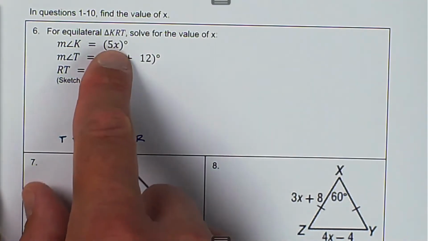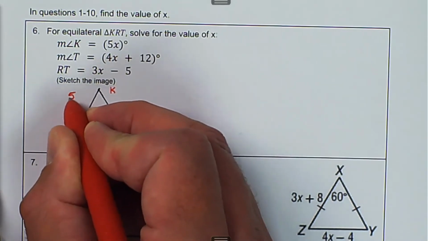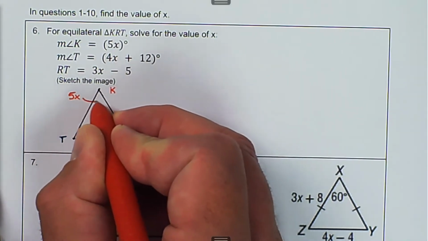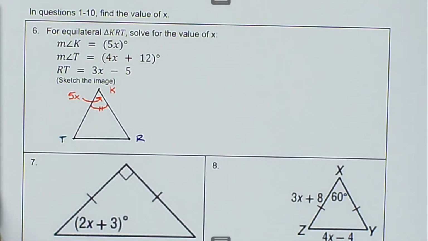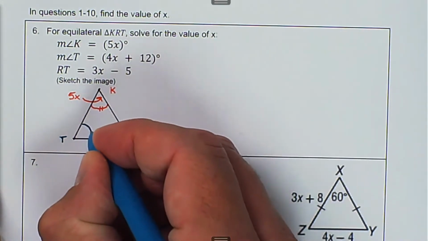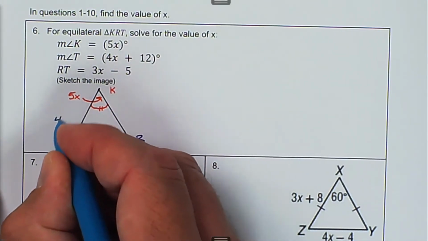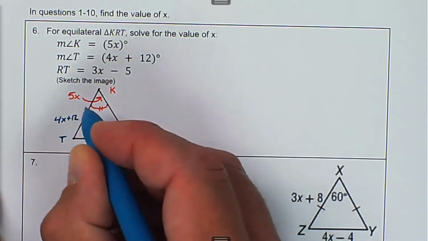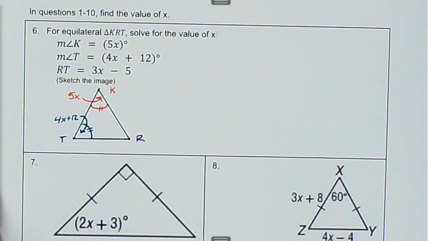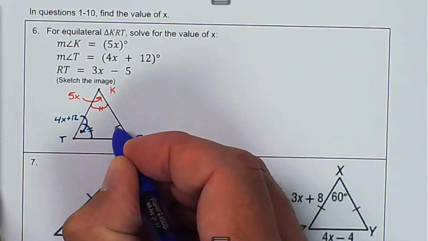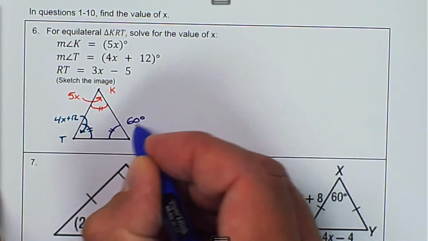So it says K is 5x. And these are all congruent. And then it says T is 4x plus 12. And it doesn't give us a measurement for R, but what we know already is that they're all equal to 60, so R is equal to 60 degrees.